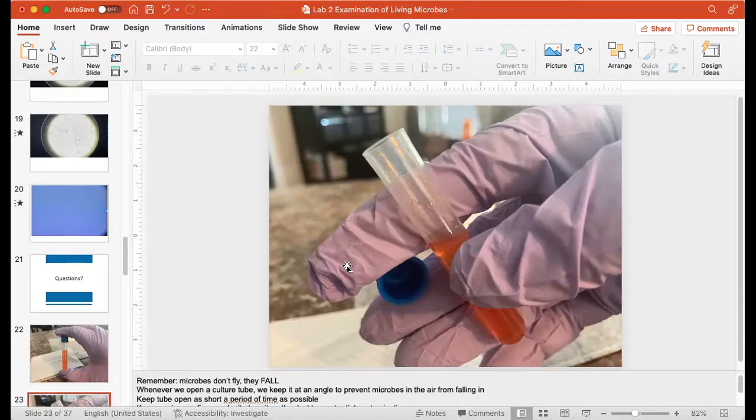The other thing to notice is that I'm holding the cap in my hand. See how I've got it nestled between two of my fingers? Don't put the cap down on the surface. Because remember, we always assume that surfaces are contaminated. Even if you just disinfected your worktop, you would never put a sterile cap down onto a workspace because then it would be contaminated.